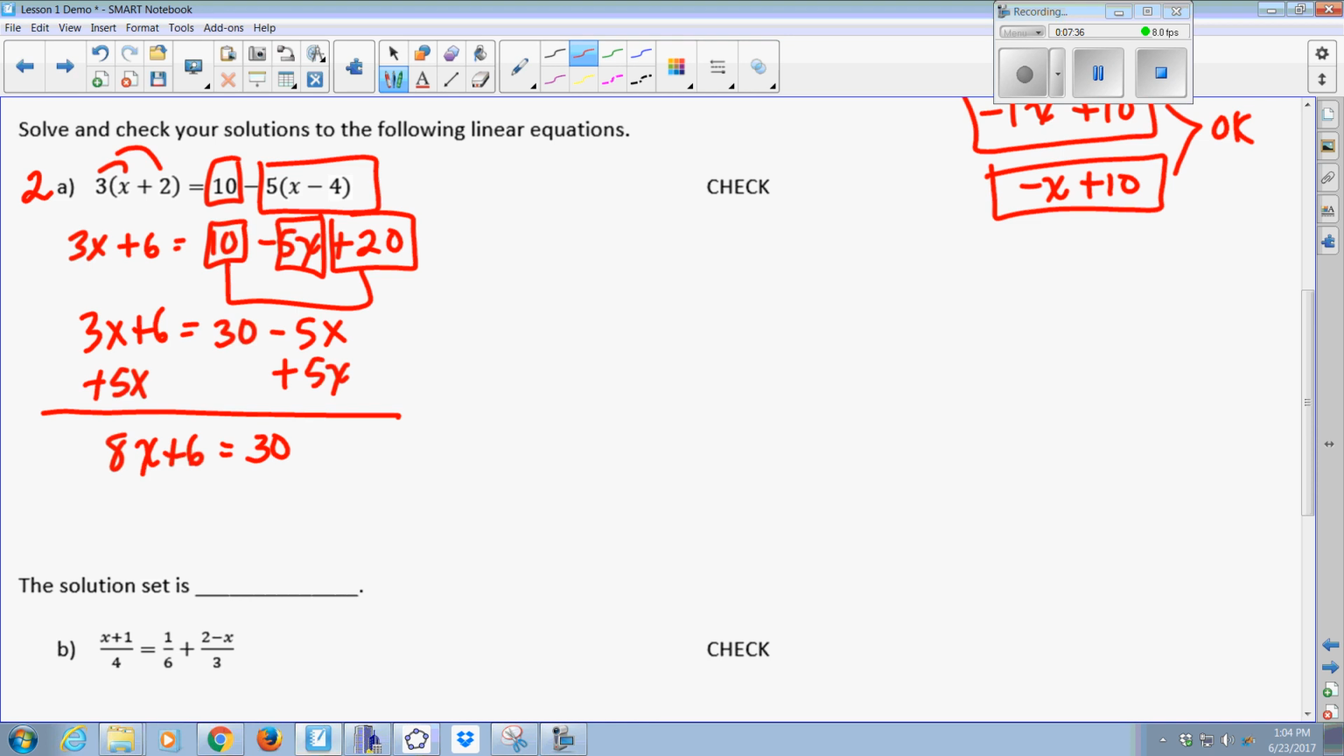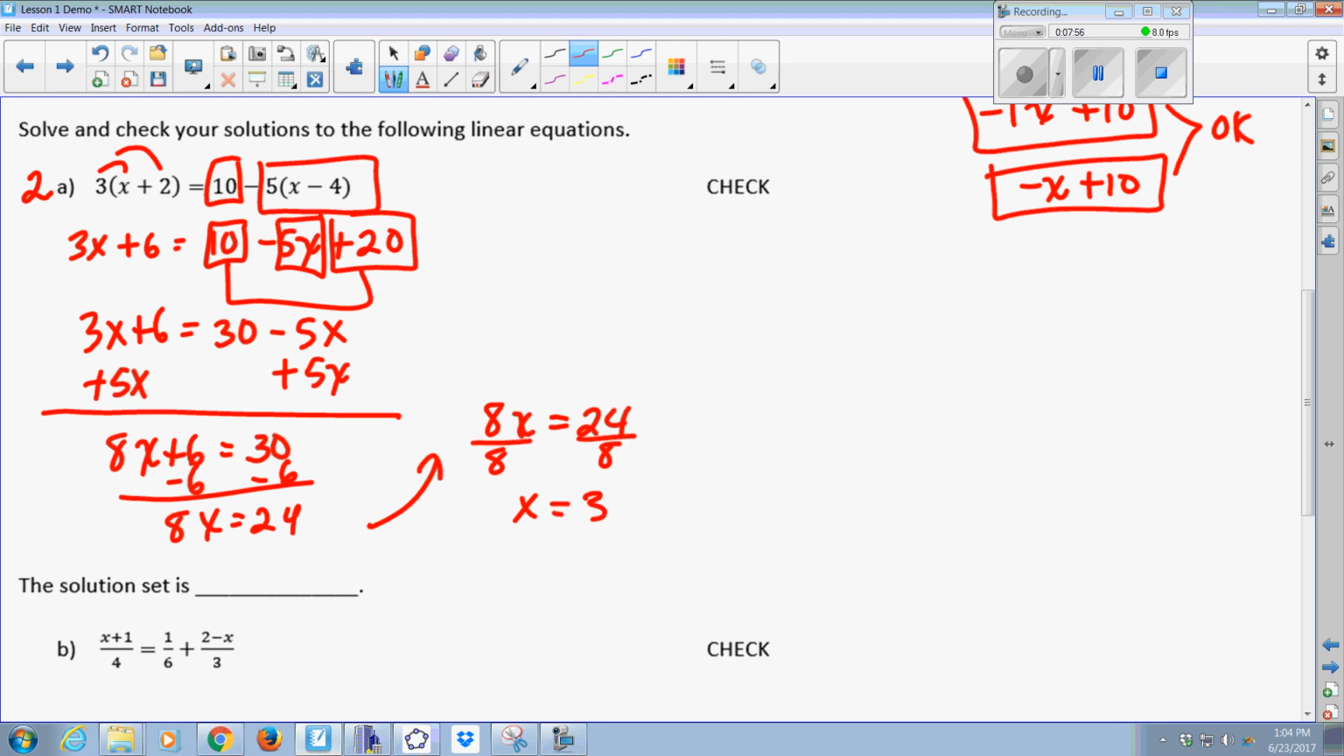And now I have to subtract 6 from both sides. I get 8x equals 24. I can either multiply both sides by 1/8, which is the reciprocal of 8, or undo multiplication by dividing by 8, and I get x equals 3. Now to see if I'm right, I go back to my original equation, and where I see x, I'm going to put a 3, and I'm going to check my work.